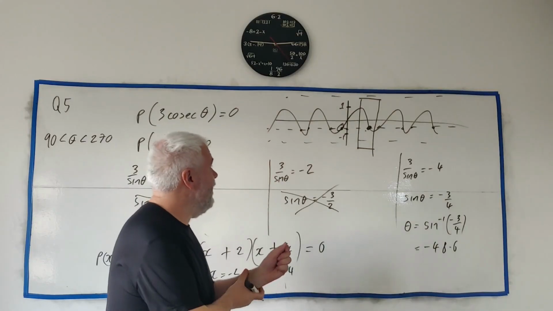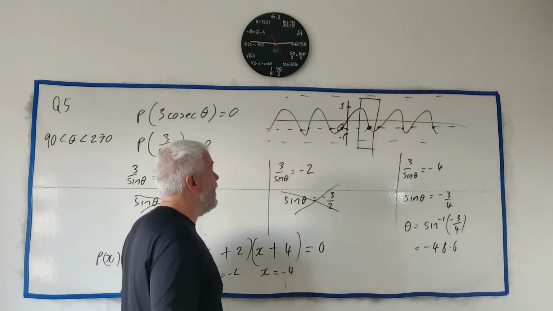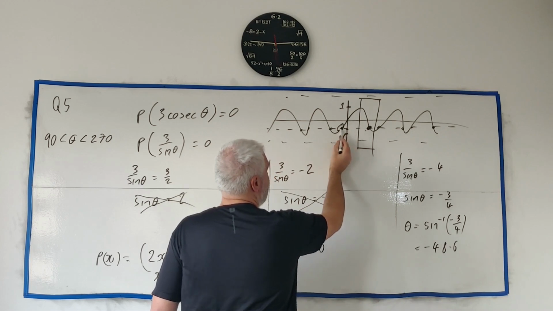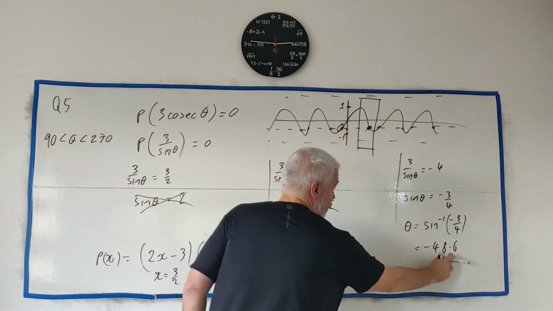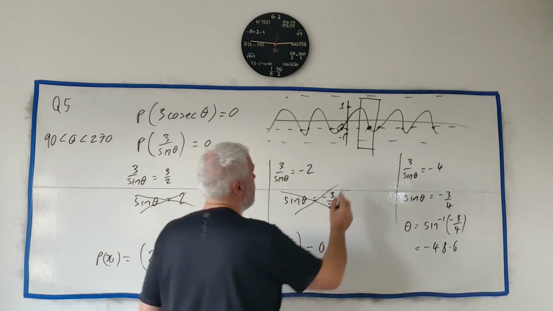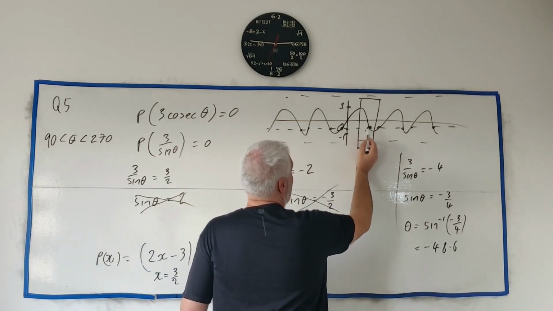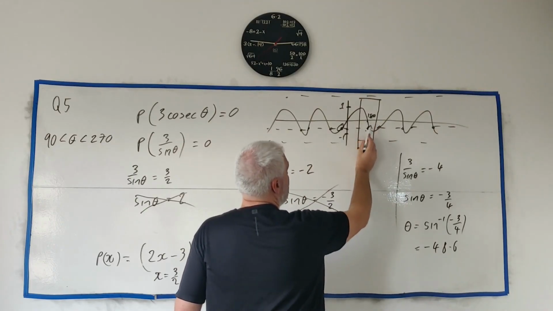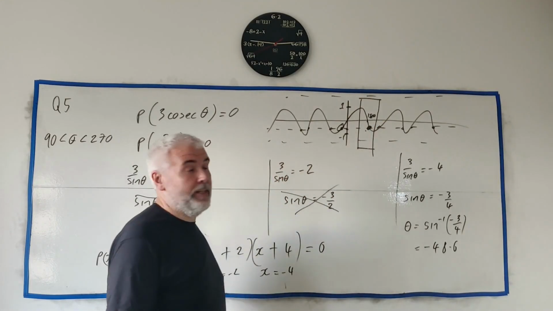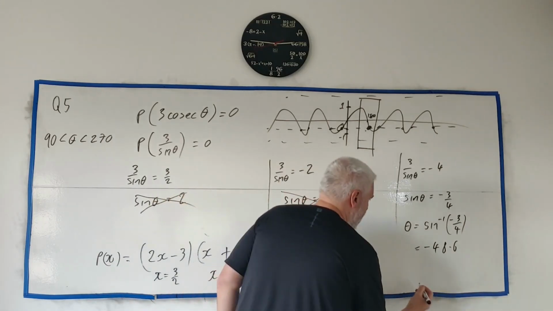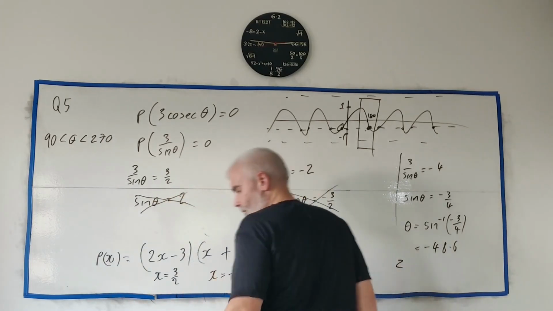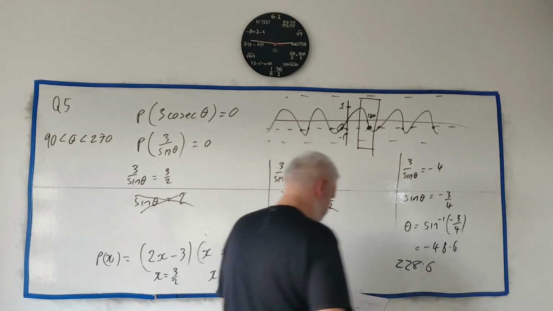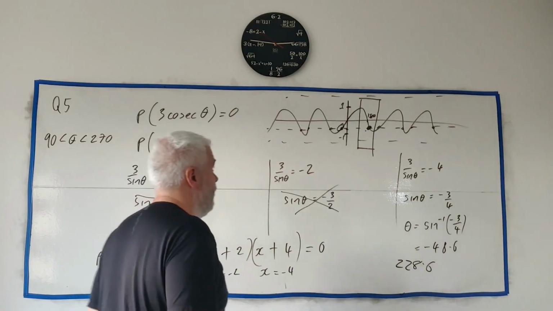How do you find it? You use your brain a bit. How far away from the 0 point is this one? This one here, it's 48.6. So that means this point here must be 48.6. This is 180. So 180 plus 48.6 is the answer you're looking for. The answer is 228.6. That's the answer you're looking for.